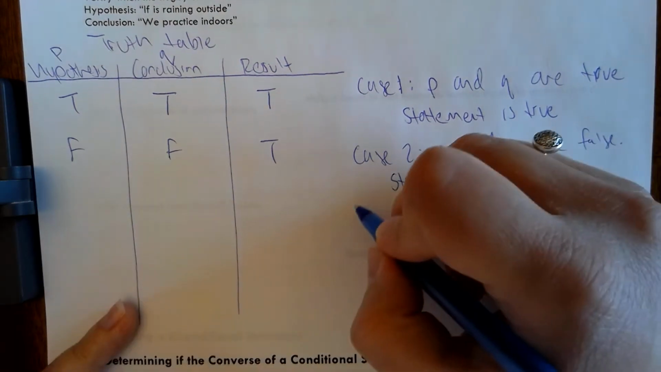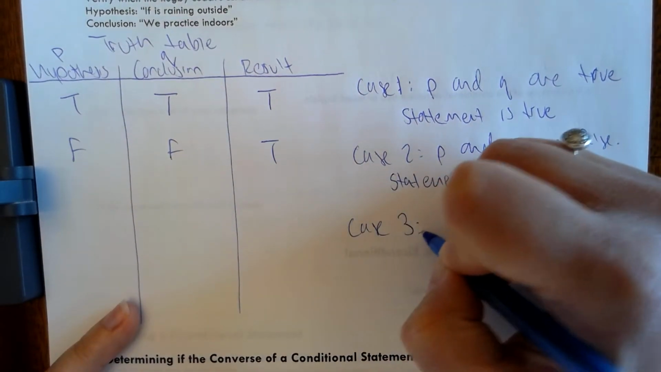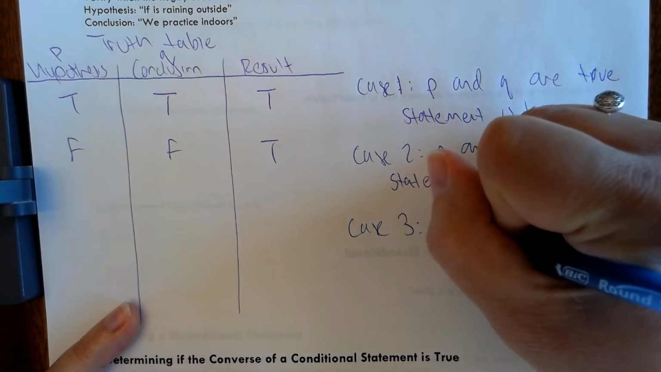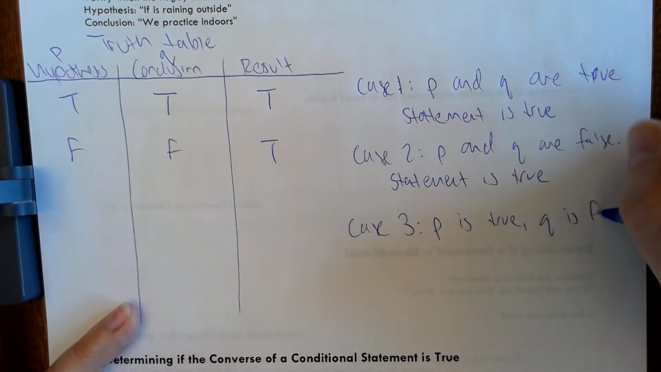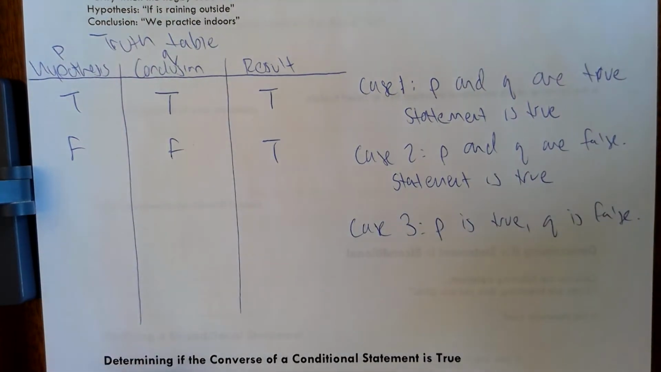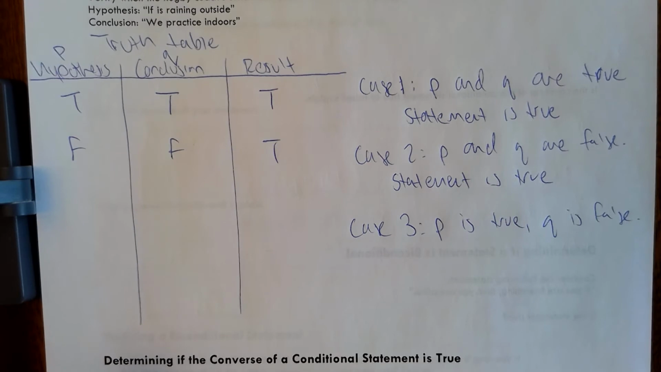Okay, case 3. Let's switch it up again here. P is true, Q is false. So it is raining outside, but we're going to practice outdoors. So maybe it's only tiny drizzling or something. It is raining, but we're going to practice outdoors.